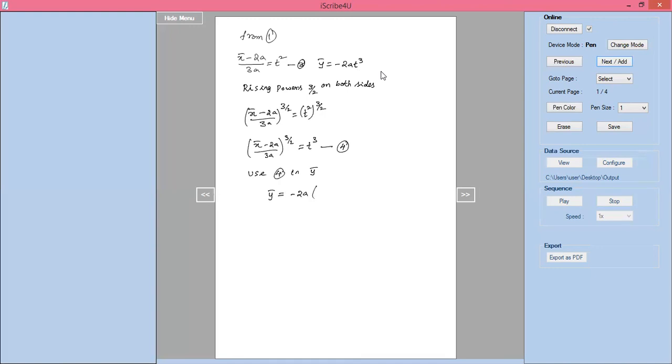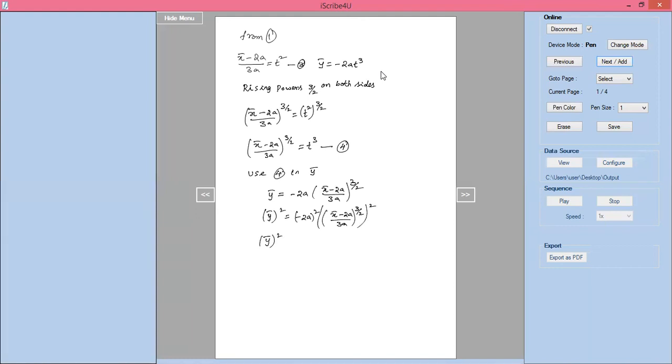What is the t cube? It is nothing but x bar minus 2a divided by 3a whole power 3 by 2. Now if I simplify this, squaring on both sides, y bar whole square equals minus 2a whole square into x bar minus 2a whole divided by 3a whole power 3 by 2, that whole square I'll write.